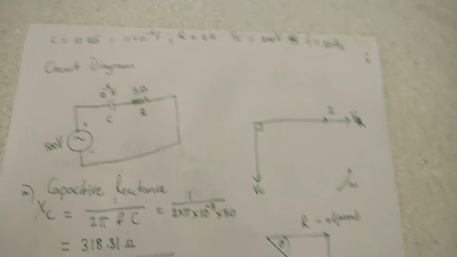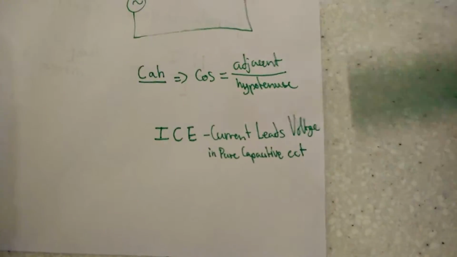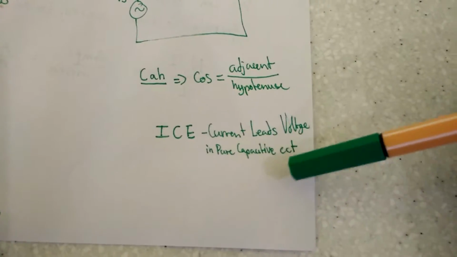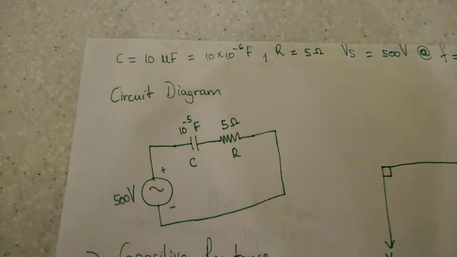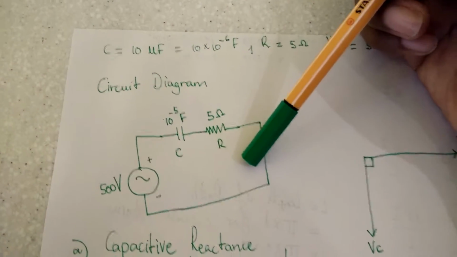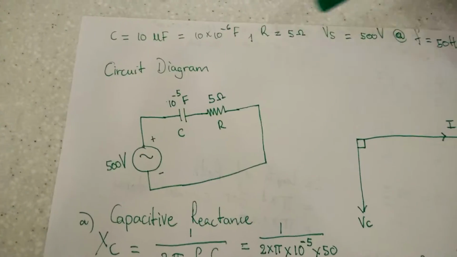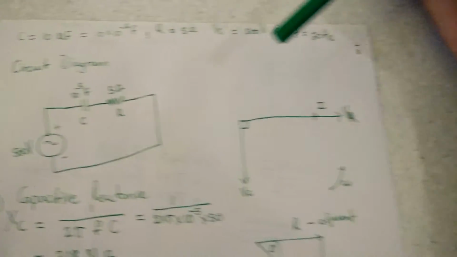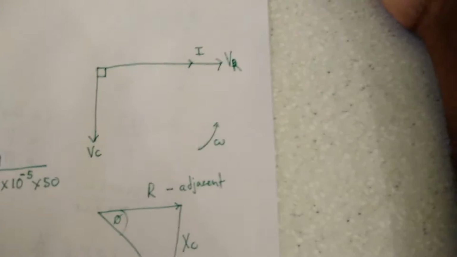Now to draw the phasor diagram, this is a useful relationship to remember, which is ICE, which is current leads voltage in a purely capacitive circuit. Now, the circuit that we have here is not purely capacitive. However, the current will still lead the voltage, but it will not be by 90 degrees unless it's a purely capacitive circuit. But for the purpose of this phasor diagram, we will use 90 degrees.